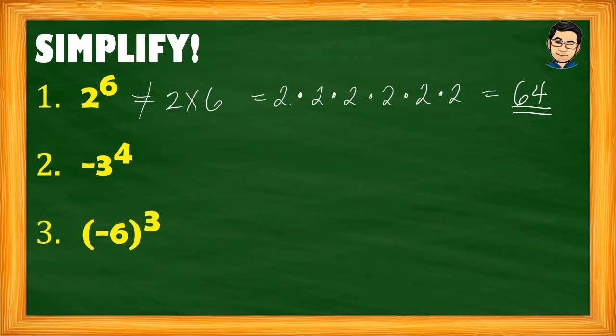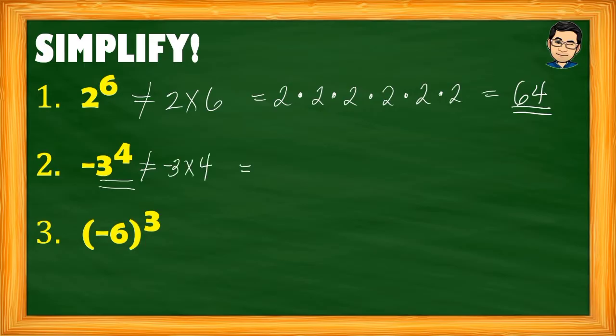Next, negative 3 raised to the 4th power. Ano nga ba ang process dito kapag negative? Kung mapapansin nyo, yung number 2 tsaka number 3, parehong may negative. Kaya lang, yung number 2, hindi po naka-enclose sa parenthesis. Yung number 3 naman, naka-enclose sa parenthesis yung negative sign. Ang mangyayari po dito, i-perform or express natin yung 3 raised to the 4th power, and then, sa final answer, kailangan po natin i-attach yung negative. Again, hindi po siya equal sa negative 3 times 4.